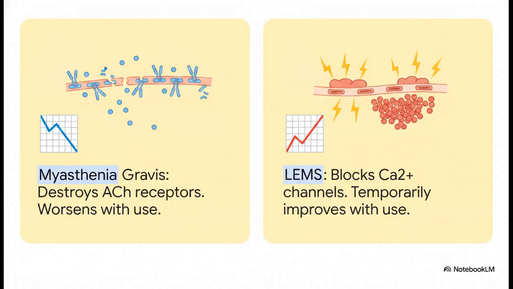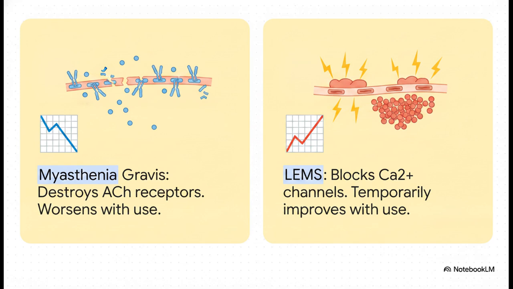Diagnosing these breakdowns requires incredible visual and clinical precision. Take myasthenia gravis, for example. It's an autoimmune condition that destroys the acetylcholine receptors on the muscle side, meaning weakness worsens drastically the more you try to move. Conversely, Lambert-Eaton syndrome blocks the calcium channels on the nerve side.